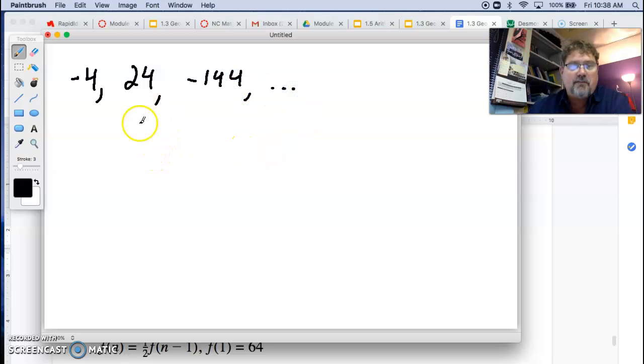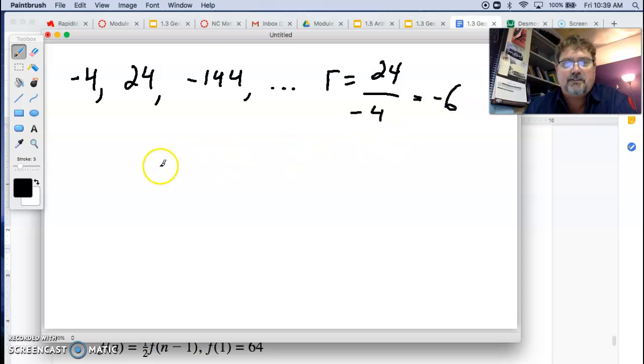All right, we notice that this is a geometric sequence. We calculate r, that's your first job. r is equal to 24 over -4, and that's -6. All right, so quick work with that. Now, I hope you find this very easy.